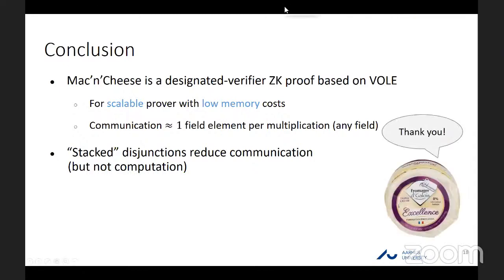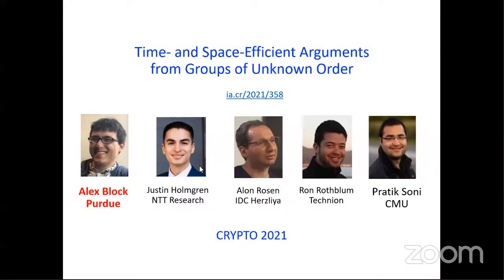Thanks, Peter. Let's go to the last talk of the session. Time and space efficient arguments from groups of unknown order. This is joint work by Alexander Bloch, Justin Holmgren, Alon Rosen, Ron Rothblum, and Pratik Soni. And I'm assuming Alexander is going to give the talk.